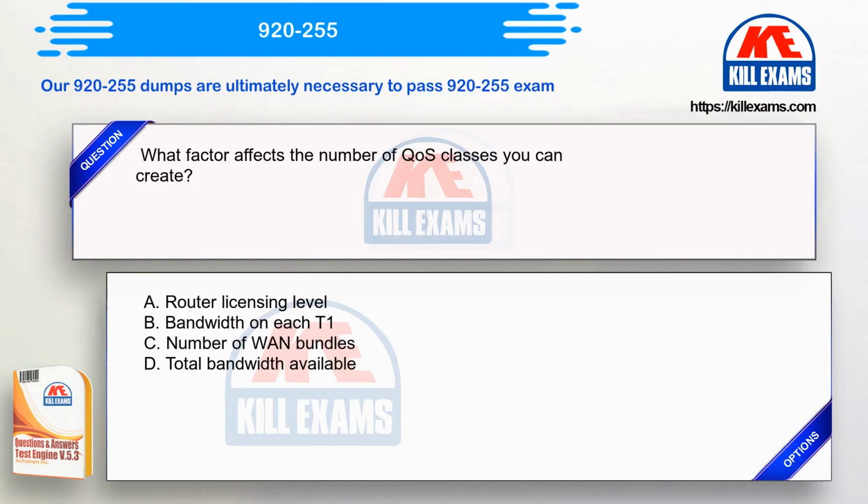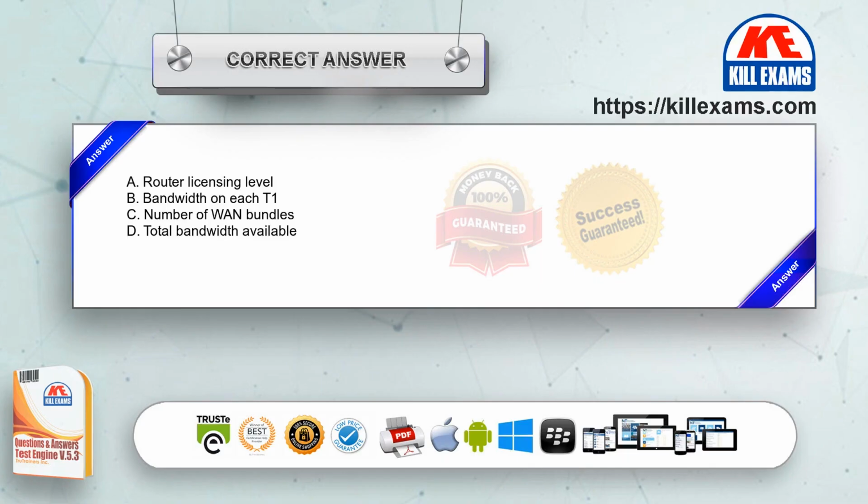What factor affects the number of COS classes you can create? Option A. Router licensing level. Option B. Bandwidth on each T1. Option C. Number of WAN bundles. Option D. Total bandwidth available. The correct answer is option D.